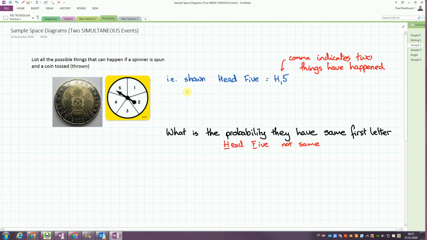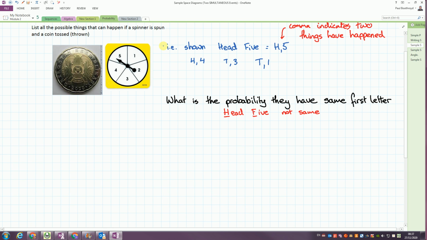By guessing, I could just list things like, oh, a head and 4, a tail and 3, a tail and a 1. What else could happen? It's not the most organised way of approaching it. So what we're going to do is improve our organisation, and we can do that by using a two-way table.